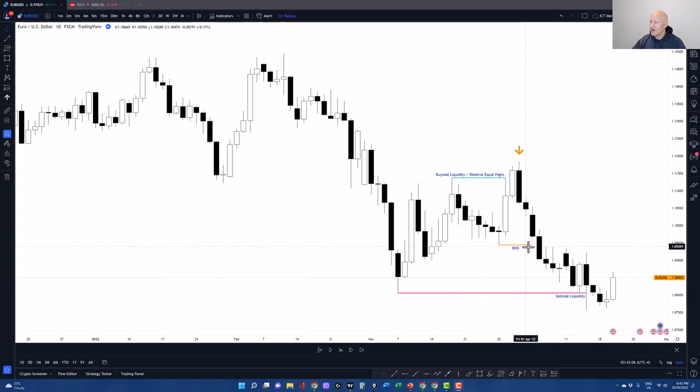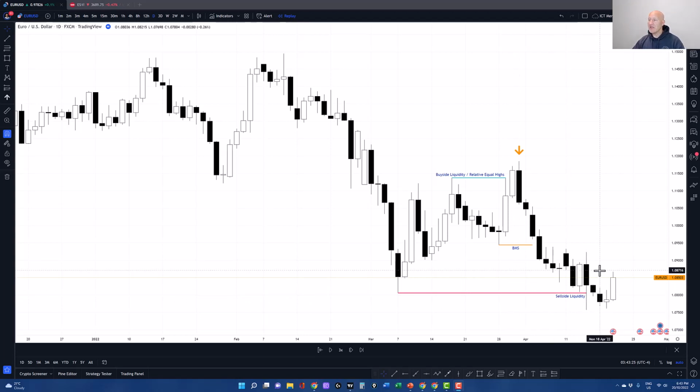You can see we've broken market structure just there. We've traded through that sell side liquidity here. You can see we traded through it once, twice, 3, 4, 5 times. And then, as you'd expect, the market has then reacted to taking that liquidity and is now coming back in the other direction.